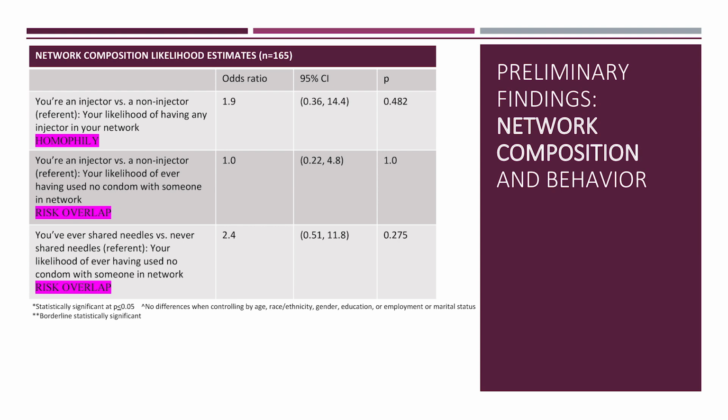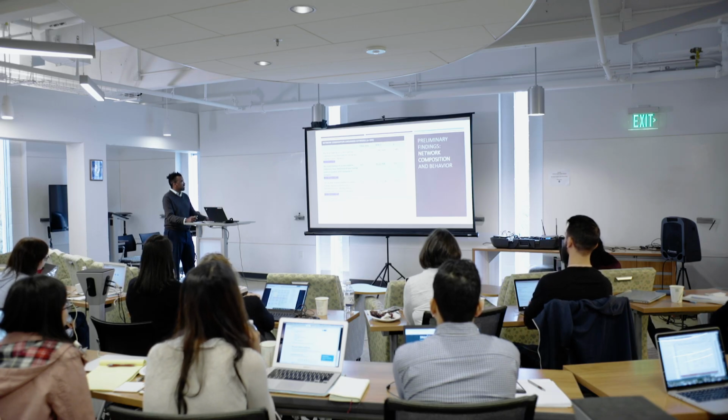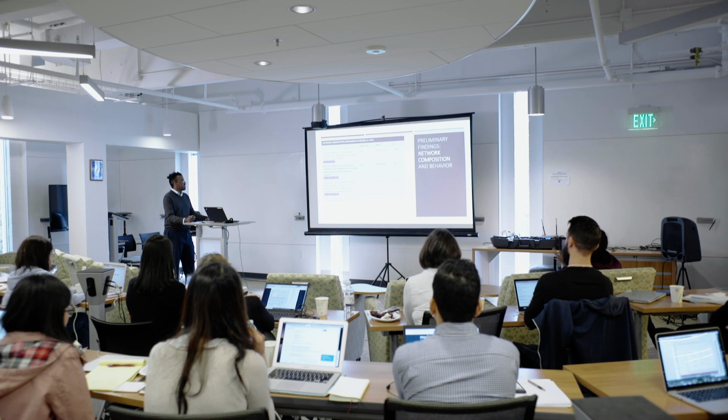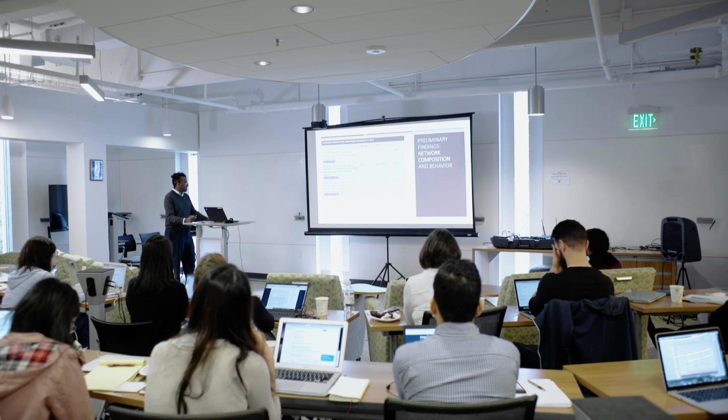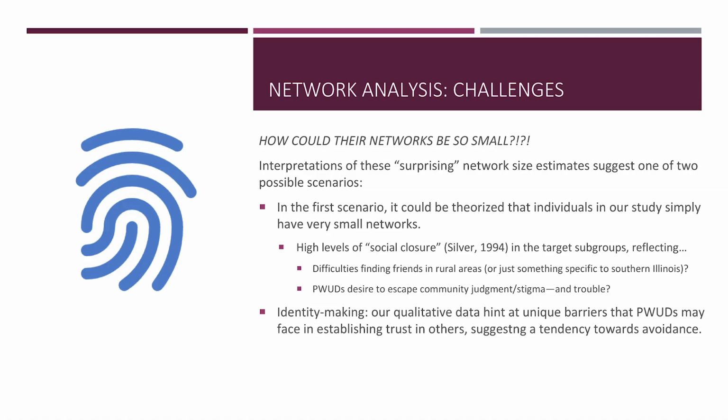Similarly, we looked at potential overlap between some of these networks, which I think is a really interesting area. We're not finding too much here either when looking at injection versus non-injection and having someone in your network that you didn't use a condom with. And same with this last one here. So just to wrap up, the big question that emerges out of this is: how are their networks so small? There are two potential interpretations for this.